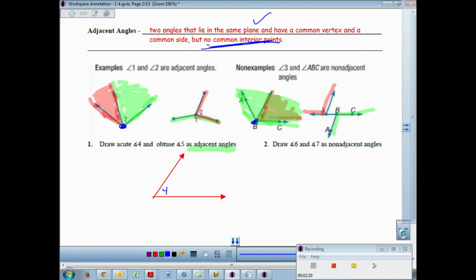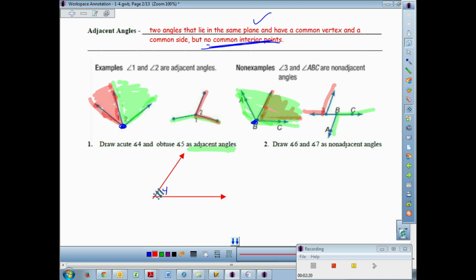Now, angle 5 is supposed to be obtuse, so it doesn't have to be bigger than 90, but it's also got to be adjacent to this, so don't we have to share one of these in common? Which one do you want to share, that red one or this blue one? It doesn't matter. The blue one would probably be much easier because it points to the right. So let's share with that blue one, and we'll draw with our straight edge off of it.